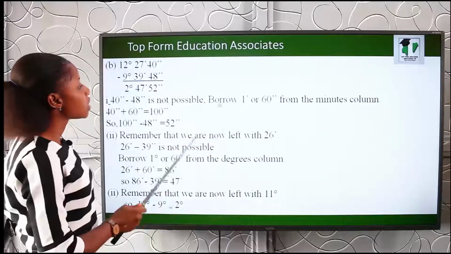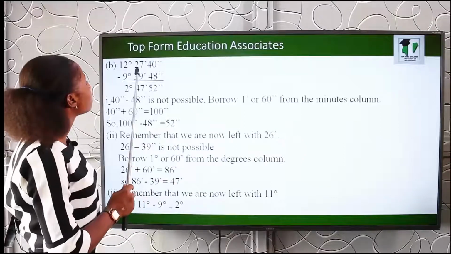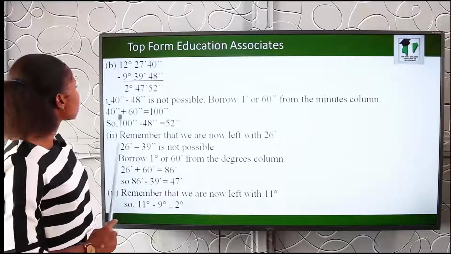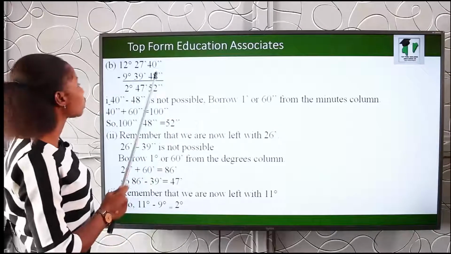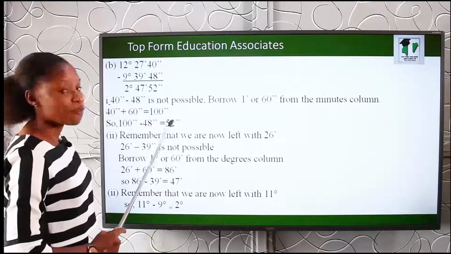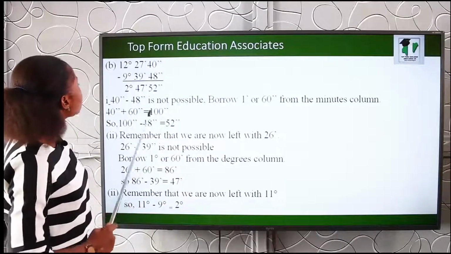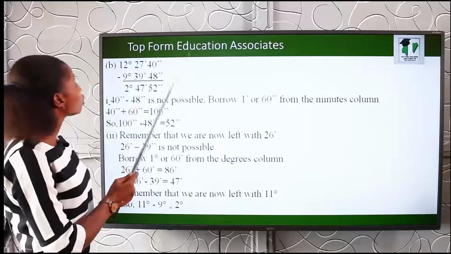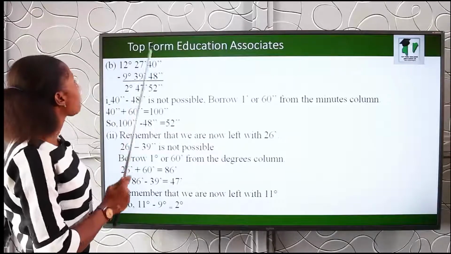Remember that 60 seconds make 1 minute. So we are going to borrow 1 minute, which will give us 60 seconds from the minutes column. Now when we add that to this 40 here, we have 100 seconds. Now we can subtract 48. So 100 minus 48 will give us 52 seconds. Okay, so we have 52 seconds here. Now for this column, remember that we are now left with 26 minutes because we borrowed 1 from here.